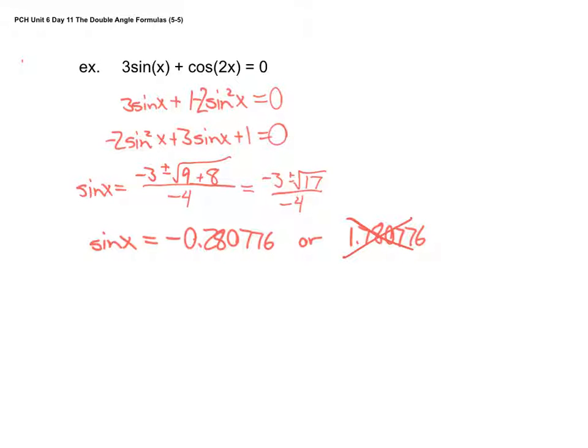So now we have the 0.280776 that's negative, and we do the inverse sine of that. Okay.